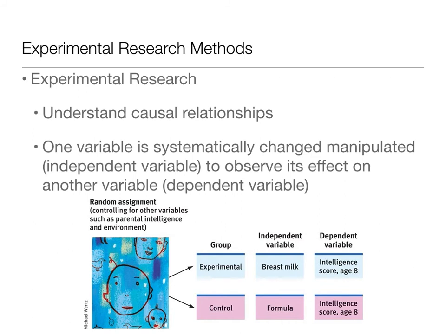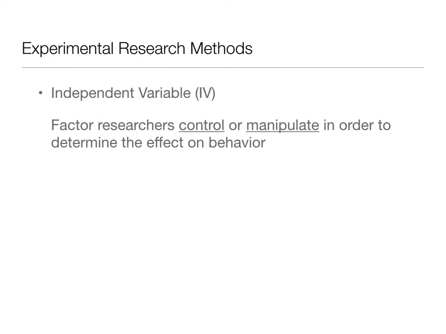That's our operational definition of intelligence that we're using. So again, an independent variable is the factor that researchers control or manipulate in order to determine the effect on behavior. Now, you need to have at least 2 levels of this. You can't just say, okay, well, I'm going to give everybody breast milk and see what happens. You have to compare it against something else. And this is why we need a minimum of 2 levels.